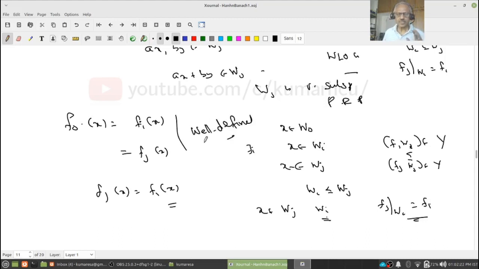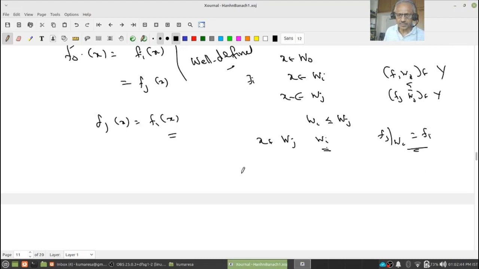Do you understand why it's well defined? I want to define F naught of x equal to Fi of x if x belongs to Wi, but that x may belong to some other Wj. It may belong to infinitely many. Then it does not matter; in that case I will define it as Fj of x. I want to say Fj of x is the same as Fi of x. That is where we use the totally ordered condition. Just make sure you understand.